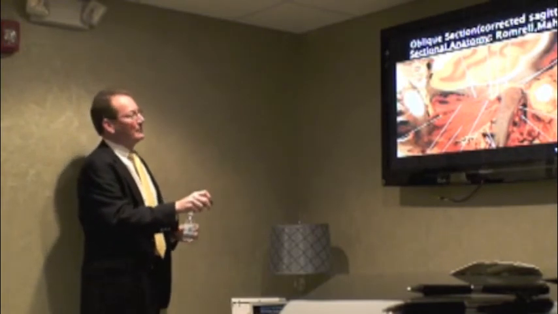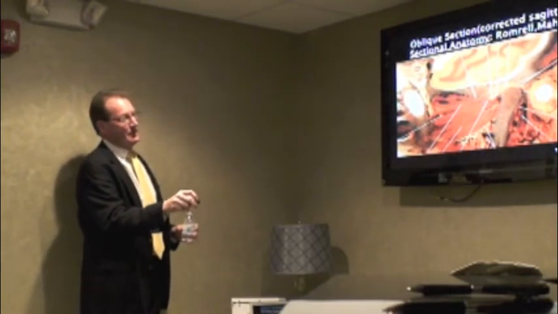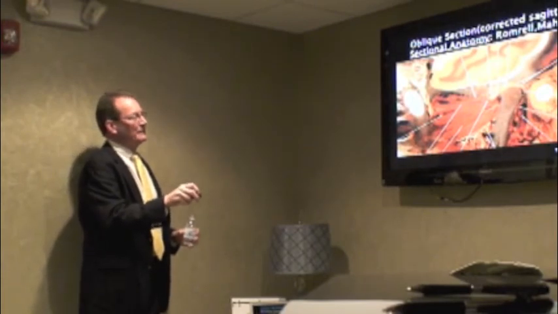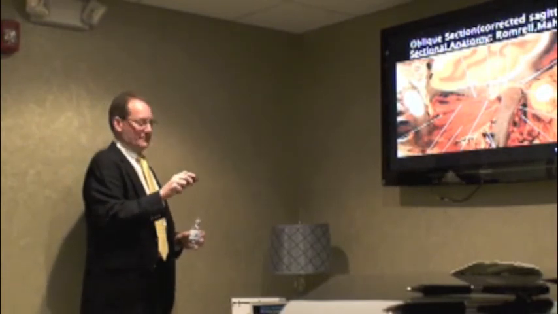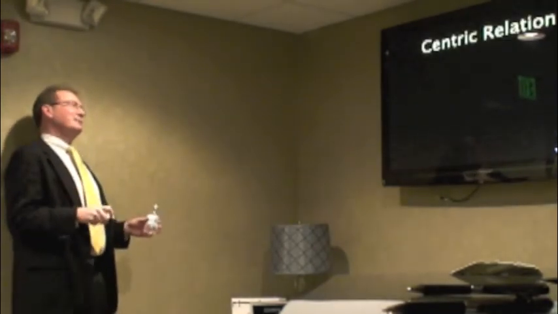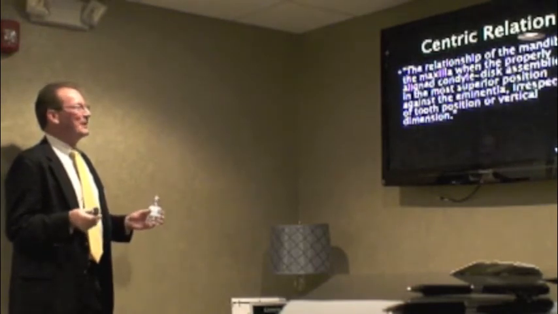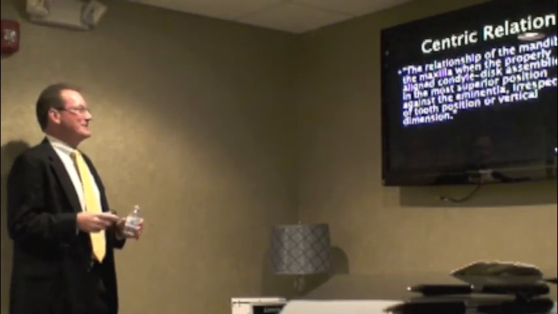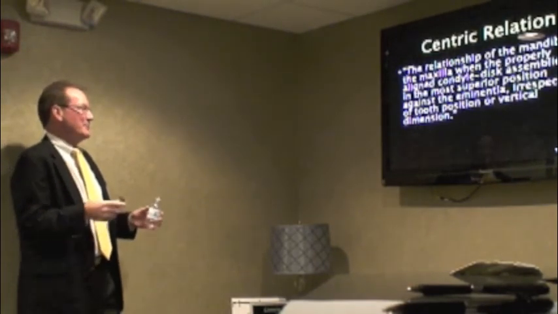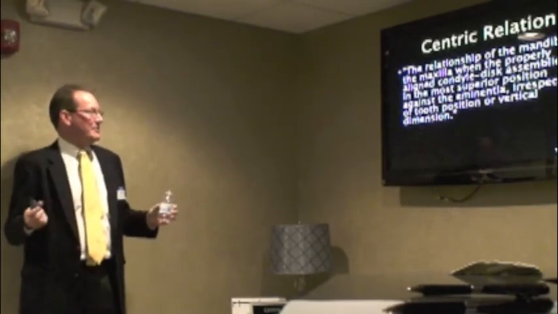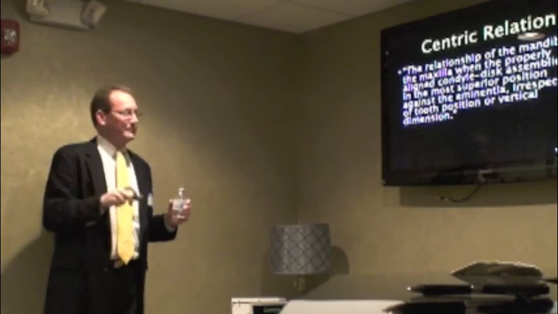But here's normal anatomy. You know, here's the earlobe. You remember all those things we saw in the MRI: condyle, disc, lateral pterygoid muscle. Centric relation. You know, the most superior position against the eminentia, irrespective of tooth position or vertical dimension. Not really the most superior position, but the most superior medial position.